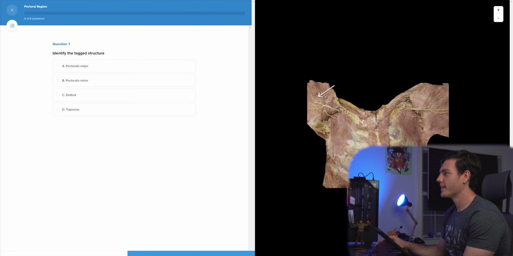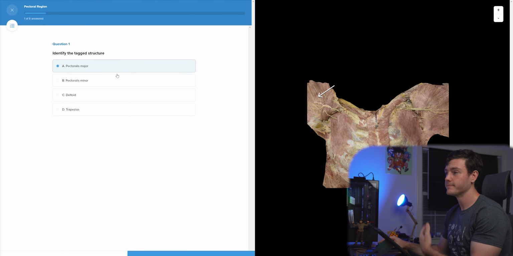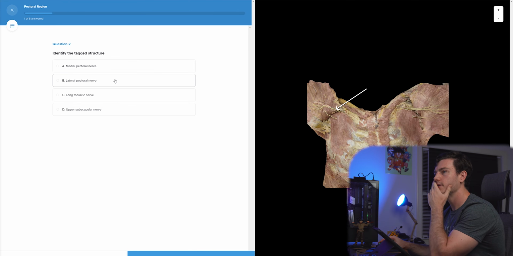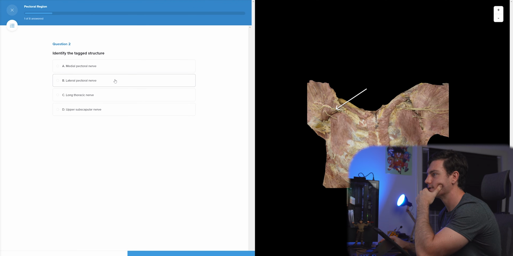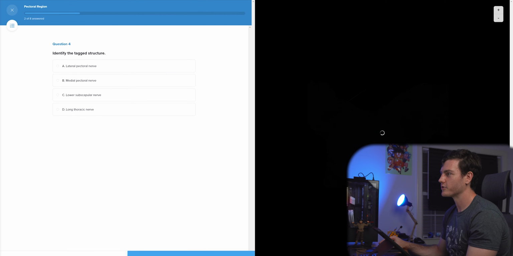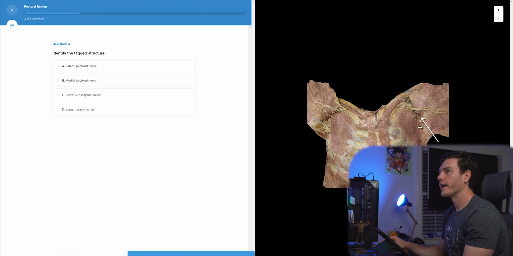All right, begin attempt. Identify the tagged structure. Well, this is probably the pectoralis major that's reflected, so I'm going to click pectoralis major. All right, this right here, that could be the lateral pectoral nerve because it's innervating. I believe the lateral pectoral nerve innervates both the pectoralis minor and major. I might be wrong about that if I don't remember correctly, but I'm just going to click lateral pectoral nerve. All right, this right here, oh wait, maybe that's the lateral pectoral nerve.